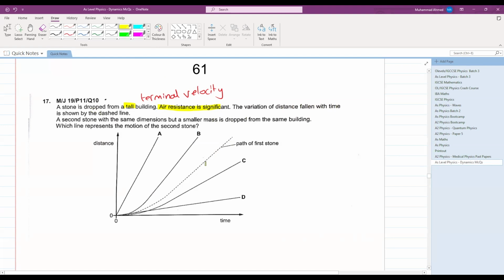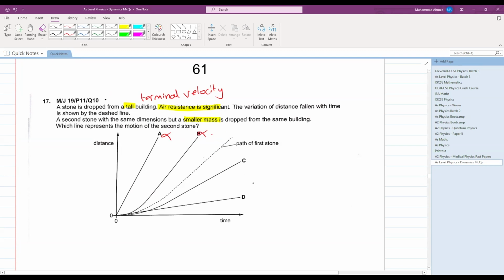A second stone with the same dimensions but with a smaller mass. Okay. If you have a smaller mass, what will happen? You will reach terminal velocity early, or your terminal velocity will be less. Which line represents the motion of the second stone? A and B cannot be your answers because you will reach a lesser terminal velocity, so your distance time graph will be less steep.